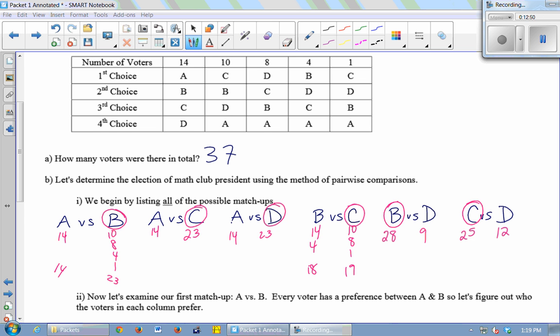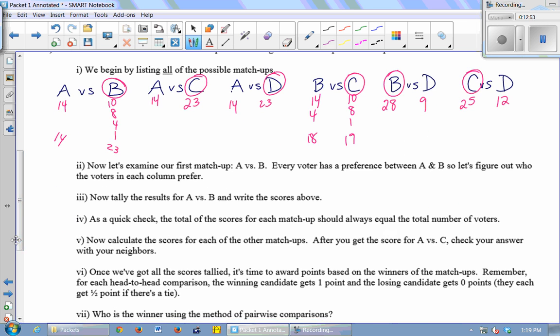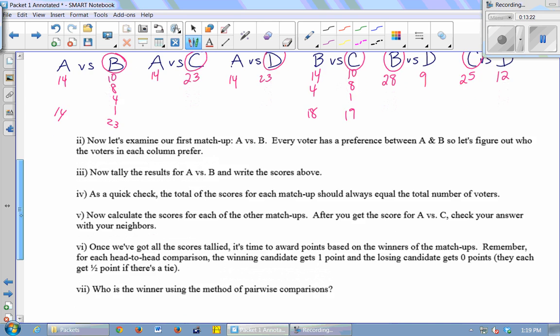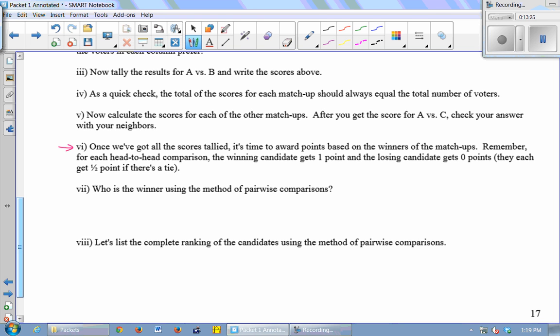All right, then we count up how many matchups each candidate won. How many times did I circle B up there? Twice. Okay, so now we tally the scores for each of the matchups. So B, oh, sorry, I'm doing this in the wrong spot. Oh, man. Okay, so once we've got all the scores tallied, we're at step 6 here. I knew we were going somewhere. Yeah, so we did a bunch of it all at once.